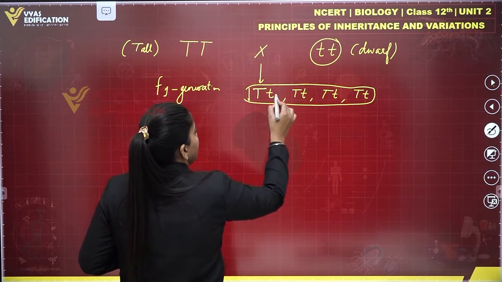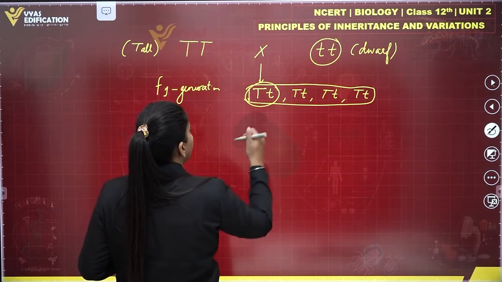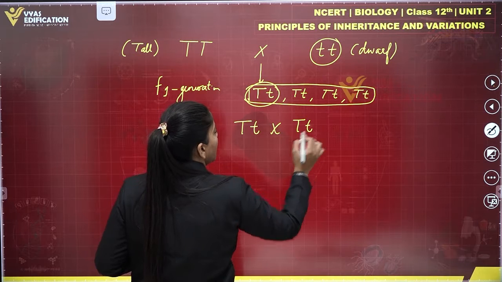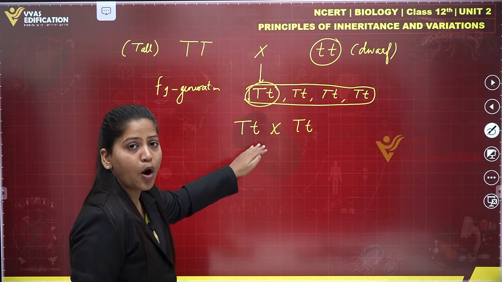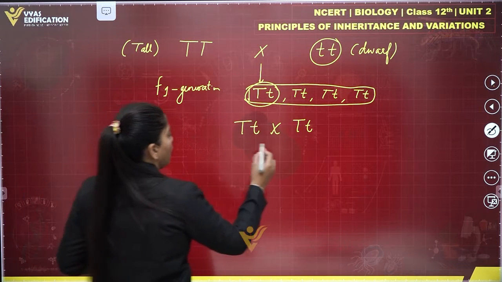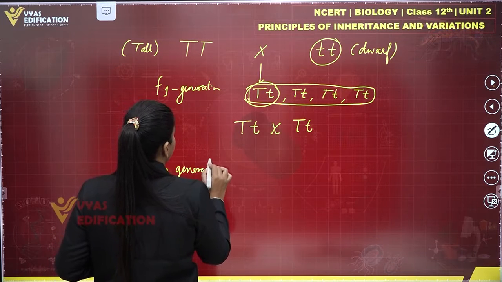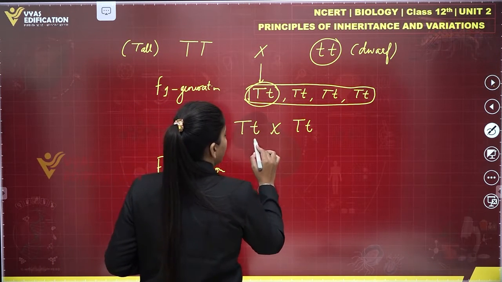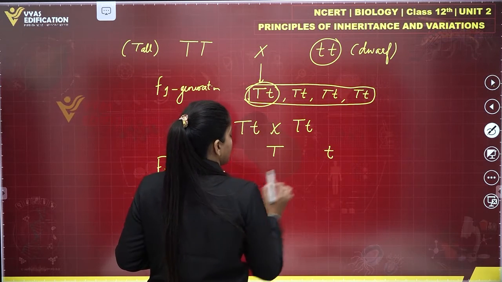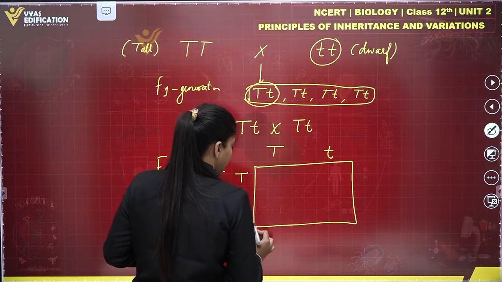So what did he do? He took one plant and self-fertilized it. The plants of the F1 generation were self-fertilized with each other. So what did he observe in the F2 generation? First of all, these are going to make gametes, and from the gametes we are going to make a Punnett square over here.